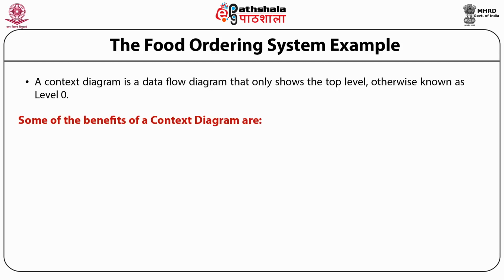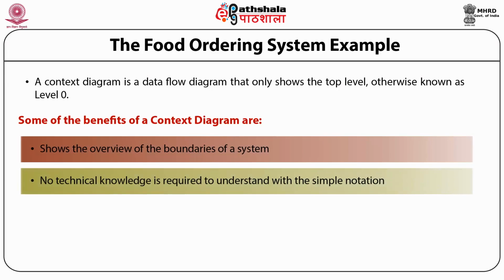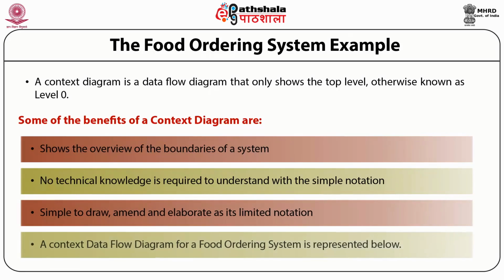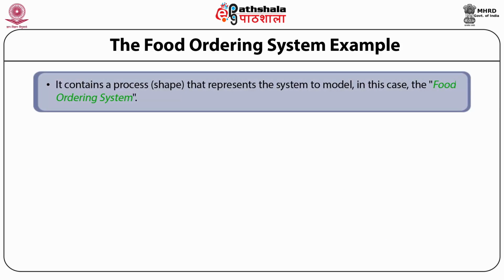Some of the benefits of a context diagram are that it shows the overview of the boundary of a system. No technical knowledge is required to understand the simple notation. It is very simple to draw, to amend, and to elaborate because of its limited notation. The context data flow diagram for a food ordering system is represented below. It contains a process which represents the system to model, in this case, the food ordering system.